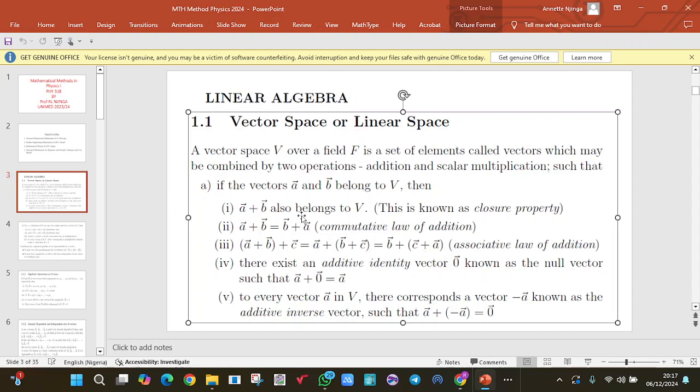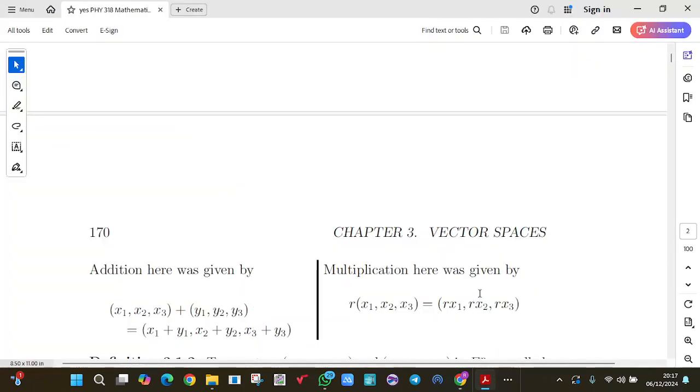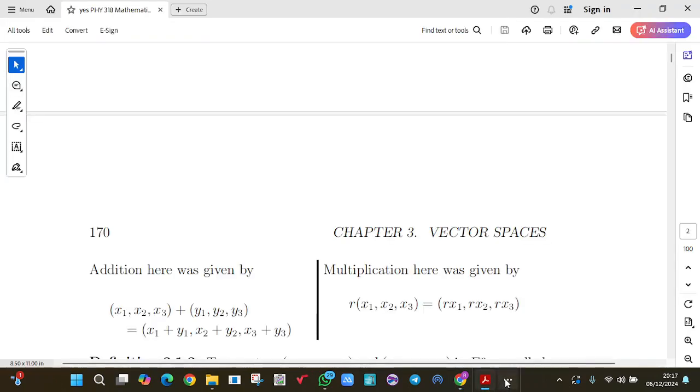So if I say, does P2 form a vector space? Prove that P sub 2, polynomials in Euclidean space, forms a vector space. It therefore implies that you take any polynomial of your choice and test all these laws. Is that clear? Test all these five laws for me. Yeah, you can test. But the good news is, let me come here.